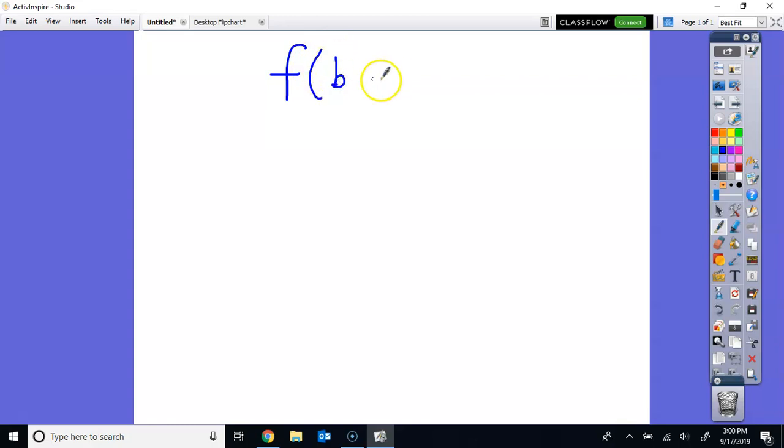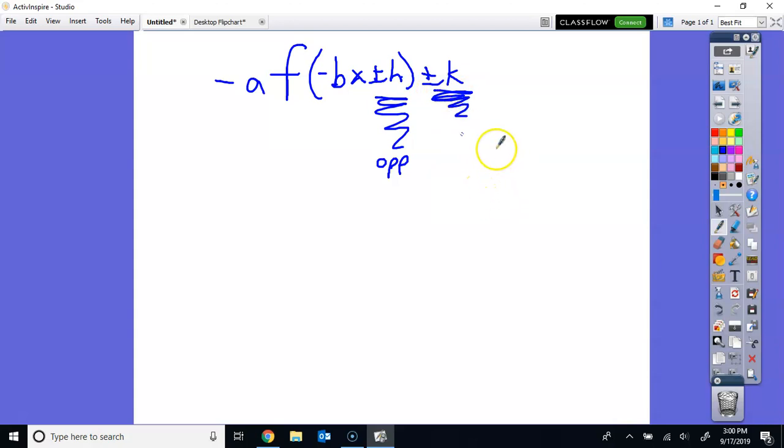numbers in these spots and tell exactly what that function is doing, whether it has been flipped or stretched or compressed or moved. This one moves it left and right. Don't forget to take the opposite. This one moves it up and down. You can leave it the same and it just moves it up and down.